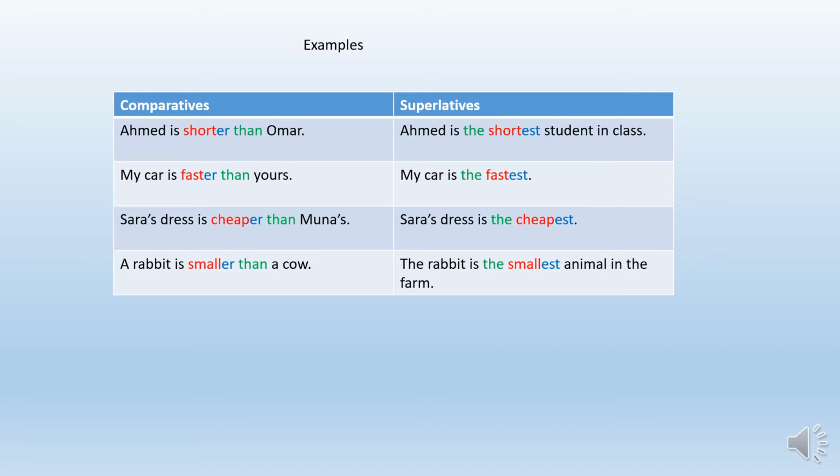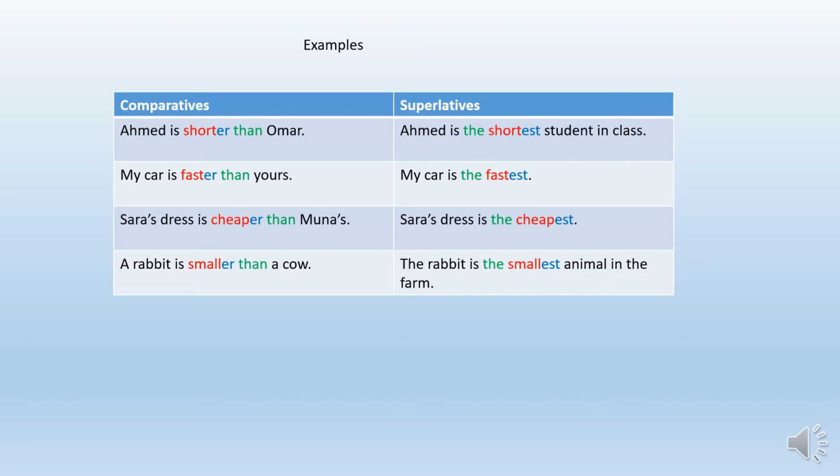Let's go through some more examples. Ahmed is shorter than Umar. Ahmed is the subject, and then we have the verb is, plus the adjective short plus er plus than, and then we have the object Umar. So I'm comparing Ahmed with Umar. Ahmed is the shortest student in class. Here I'm comparing Ahmed to all students in class. We have Ahmed, the subject, plus the verb is, and then the plus the adjective short plus est.